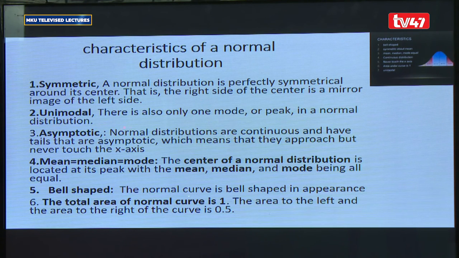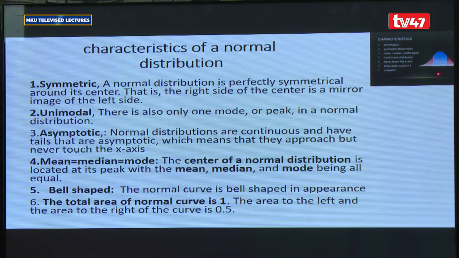Then we have asymptotic. Normal distribution curves are continuous and they have tails that are asymptotic, which means they approach each other and never touch. You can see very clearly the tails are approaching, but they cannot touch each other. And then the mean, the median, and the mode all center in the middle because they are equal. Then it is bell shaped, and we can see very clearly that is the bell shape. And finally, the total area of the normal curve is one, with one side being half and the other side being half.